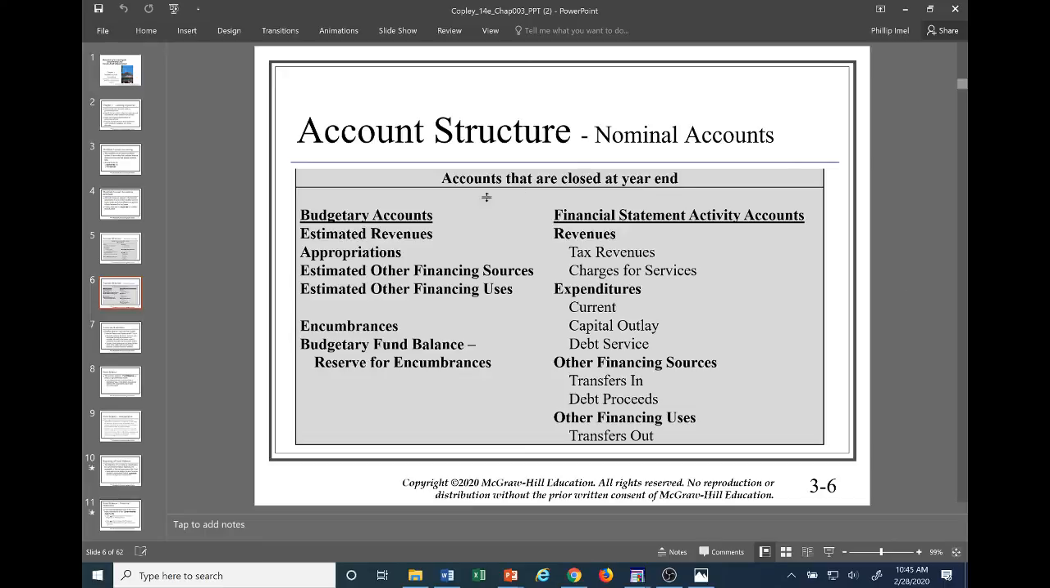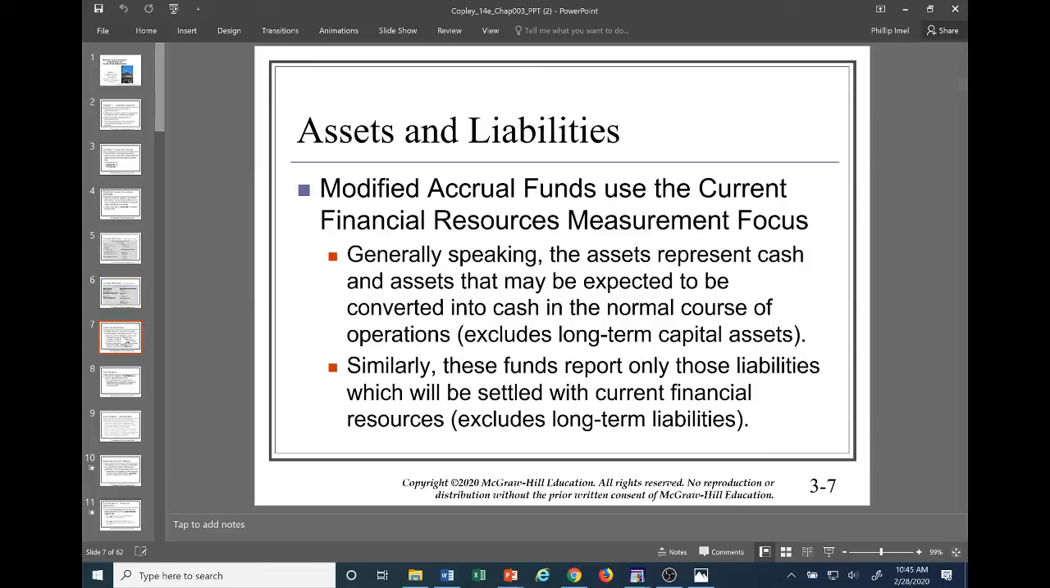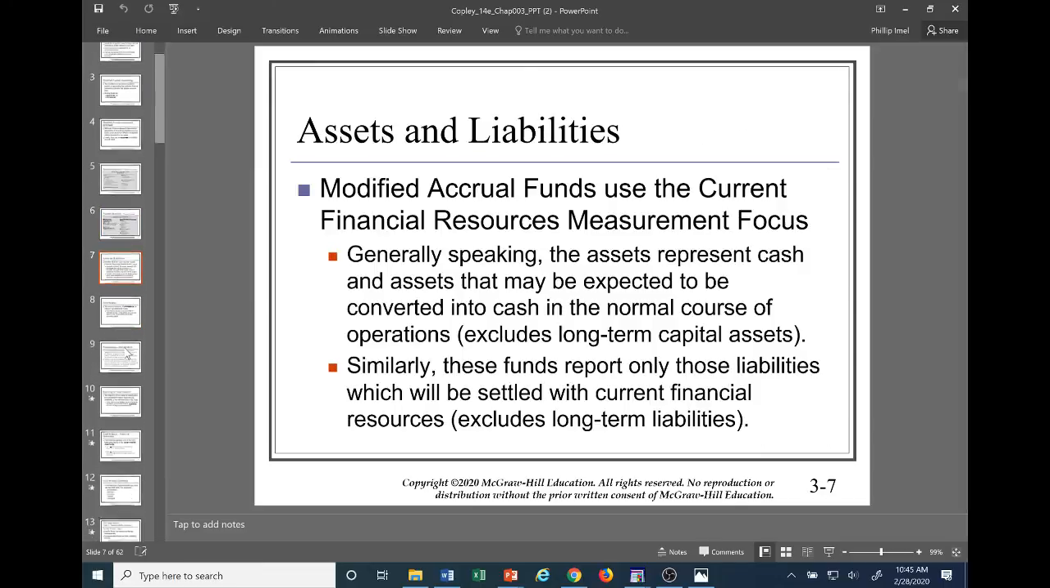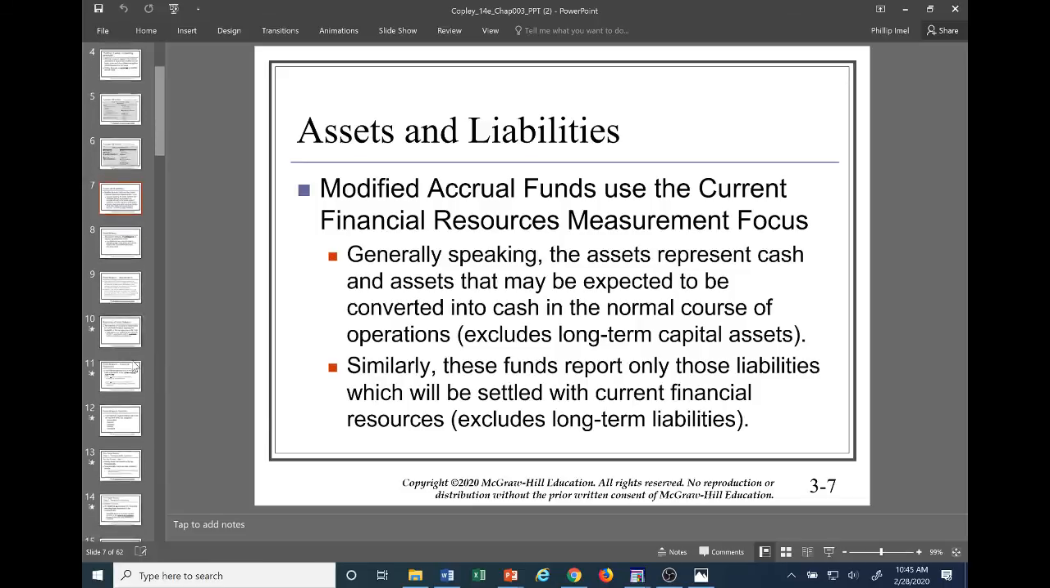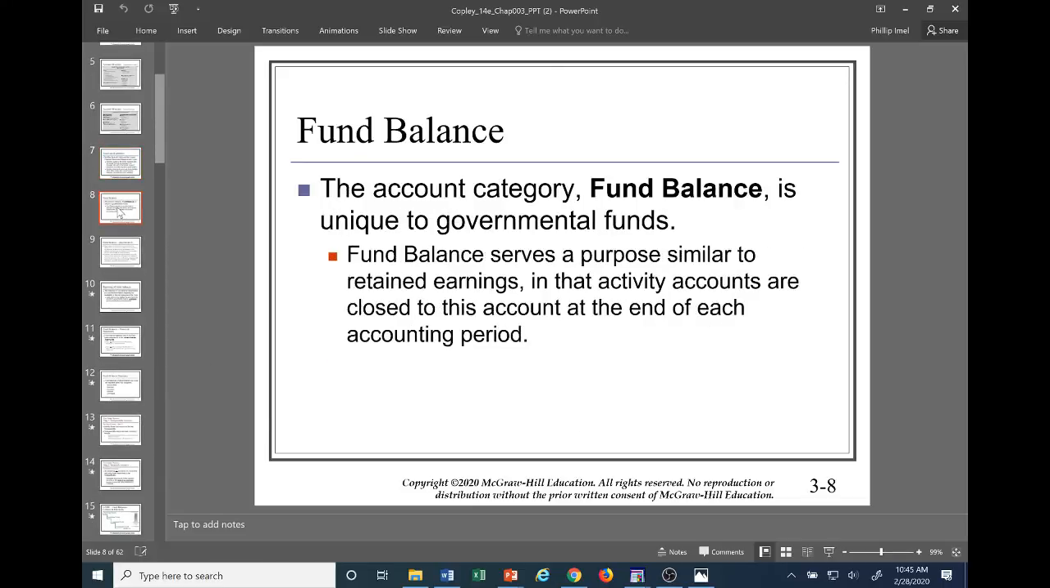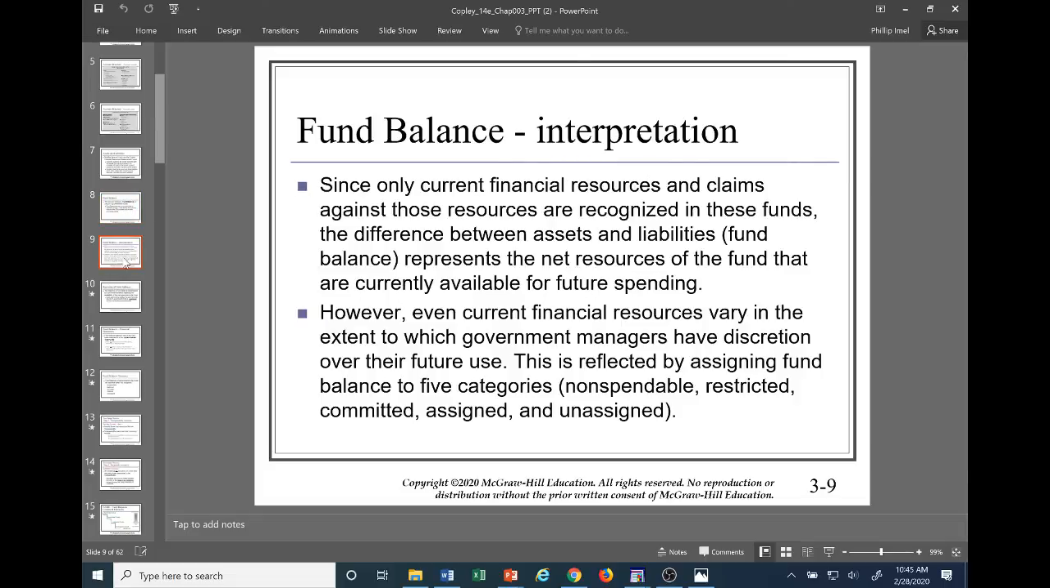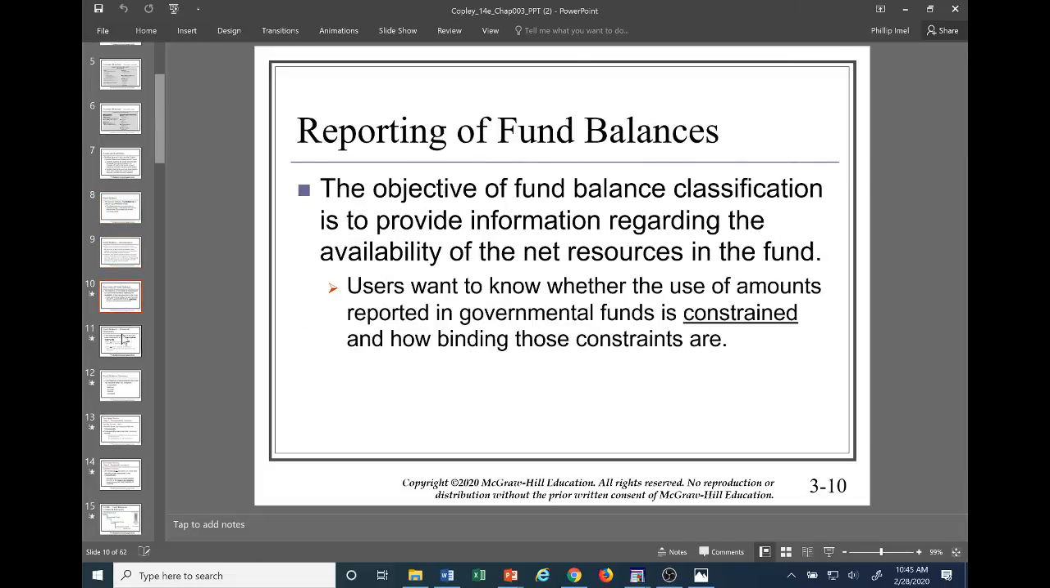Remember, these are the accounts that are closed at year end. We know that closing process is just the complete opposite of what you do. And where is it plugged? When we close these accounts, where's it closed to? Fund balance. Fund balance, right? So just current assets. We're pretty solid on this.